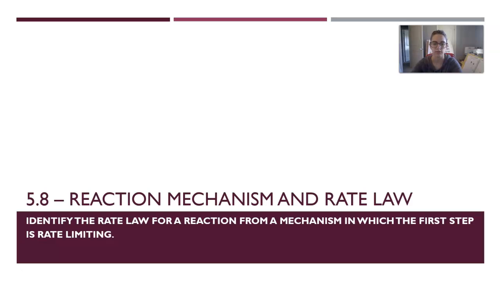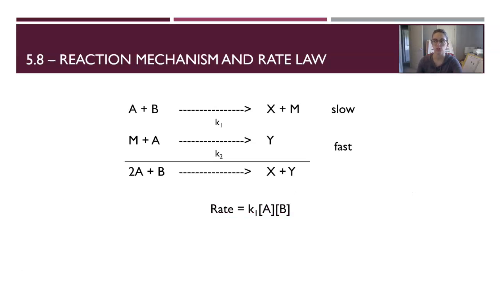This video is for topic 5.8, reaction mechanisms and rate laws. The objective for this topic is to identify the rate law for a reaction from a mechanism in which the first step is rate limiting. So we talked about how the slow step of a reaction is always going to determine the rate. So when we see a reaction mechanism and we have the steps listed out, the slow step is what's going to determine our rate law.